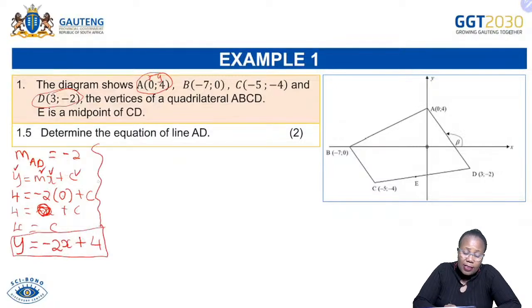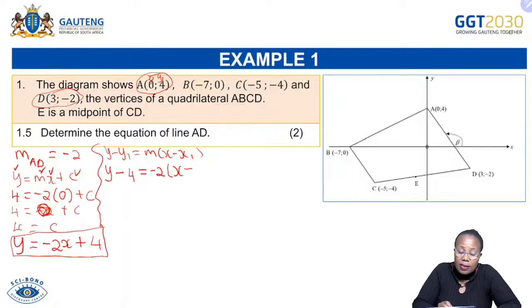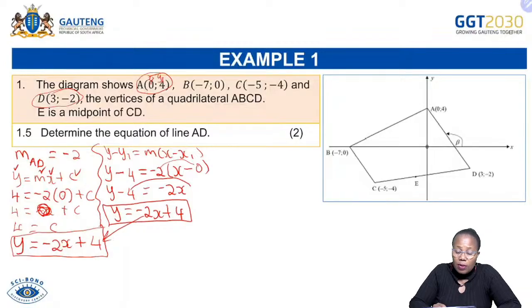Okay. And then let's say the other learner decided to use the equation y minus y1 equals m times x minus x1. Let's see what will happen. This will be your x1 and y1. So y minus y1, which is 4, equals the gradient, which is the same, times x minus x1, which is 0. This gives us y minus 4 equals -2x minus 2 times 0. Then y is equal to -2x, and you take -4 to this side, it's a +4. Can you see, grade 12? We have exactly the same equation.